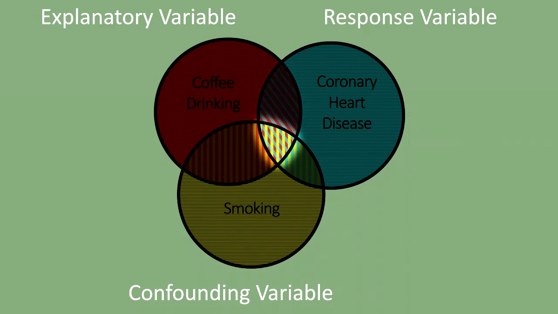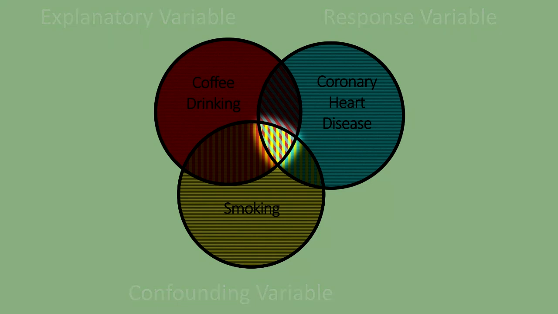Because smoking is associated with coronary heart disease and coffee, there's a part of the association between coffee drinking and coronary heart disease that can be accounted for by smoking, the highlighted area in the Venn diagram. What we want to do is mathematically partial that out. When we run multivariate models, we're partialing out the portion of the association between the explanatory and response variables that can be accounted for by that overlap with the third variable.